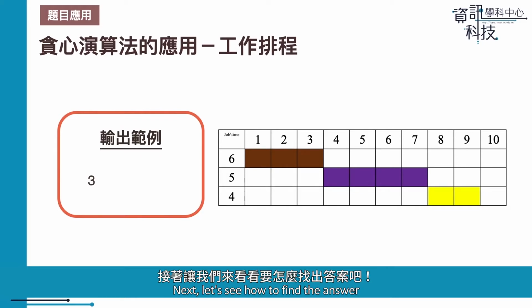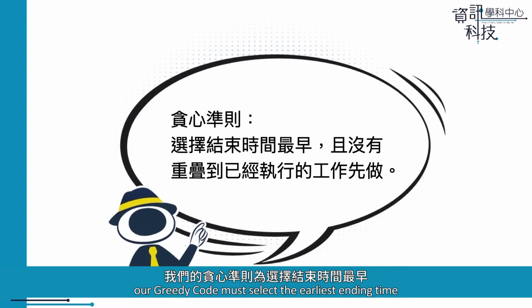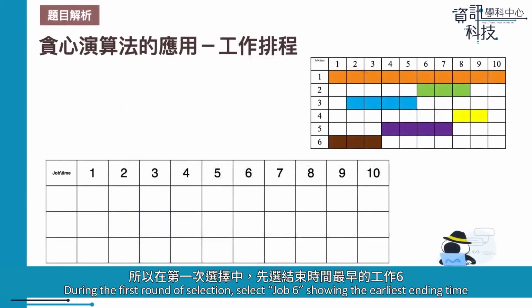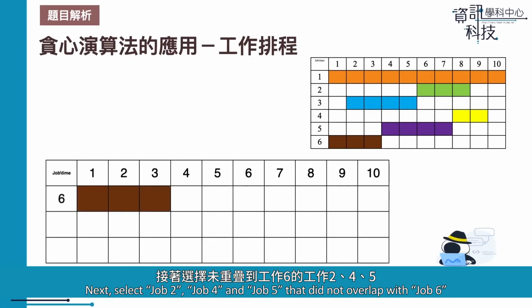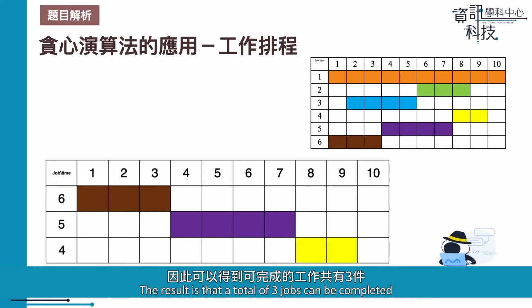Next, let's see how to find the answer. First, we must create the greedy code. In this application, our greedy code must select the earliest ending time with no overlapping executed jobs. During the first round of selection, select job 6, showing the earliest ending time. Next, select job 2, job 4, and job 5 that did not overlap with job 6. Then select job 5, showing the earliest ending time among job 2, job 4, and job 5. Finally, select job 4. The result is that a total of 3 jobs can be completed.